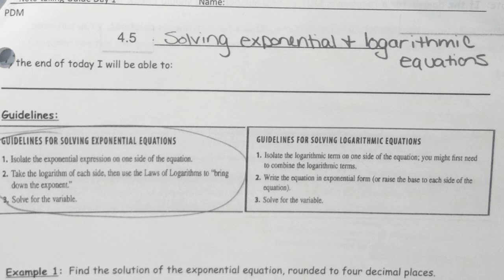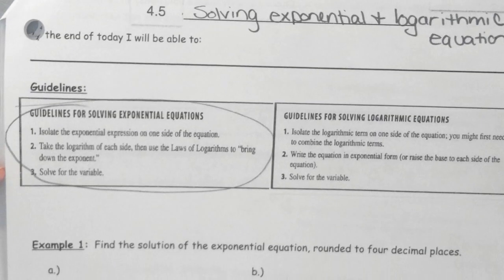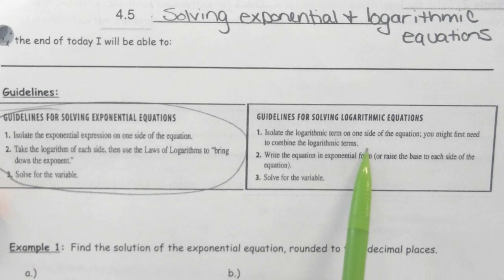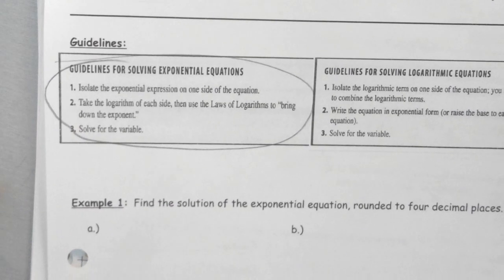When you're solving something and you have your variable up in the exponent position, somehow you need to get that to come down so it's not in the exponent position anymore in order to be able to solve it. So what do we do? What's our strategy? So this is kind of our little strategic plan over here. And again, we'll do the logarithmic examples tomorrow.